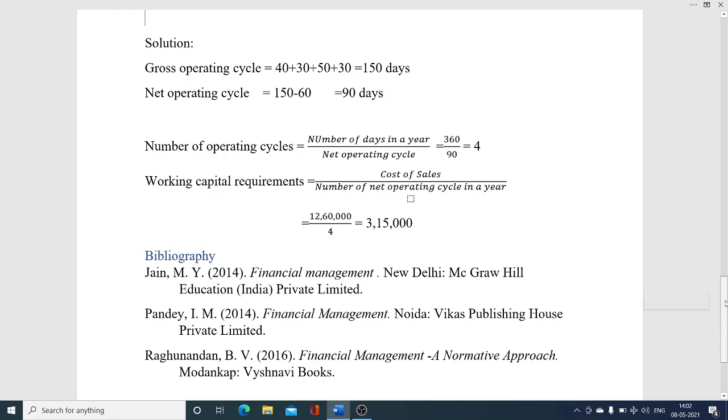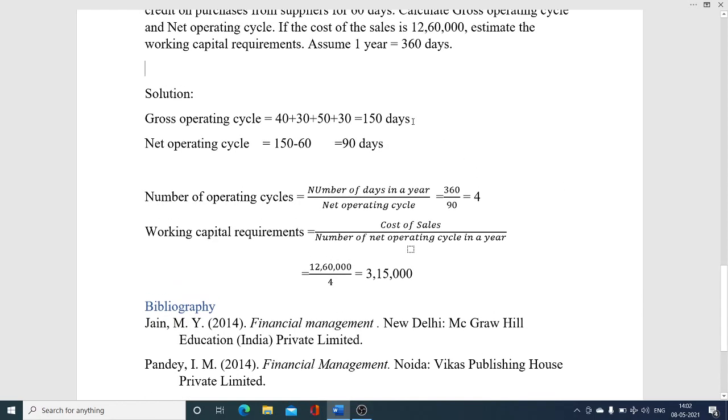So how do you find it? First we find the gross operating cycle, then the net operating cycle, then the number of net operating cycles in a year, and then the working capital requirement based on the number of net operating cycles in a year. So here in this case it is 12,60,000 divided by 4, which is equal to 3,15,000.